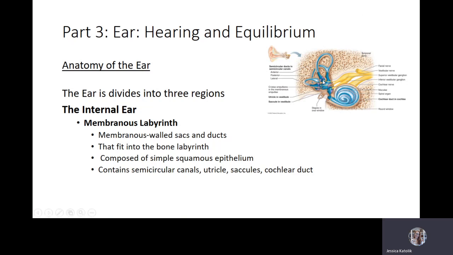Again, there are going to be membranous ducts within the semicircular canals. Within the vestibule, there's going to be the utricle and the saccule. These utricle and saccule will be able to sense that acceleration. And we're also going to have the cochlear duct, which will travel through the cochlea and aid in hearing.